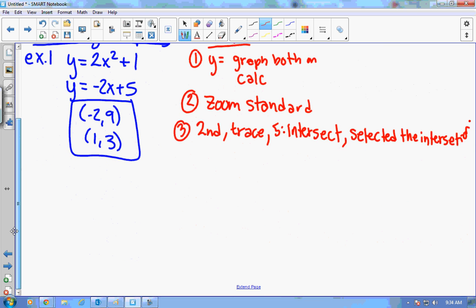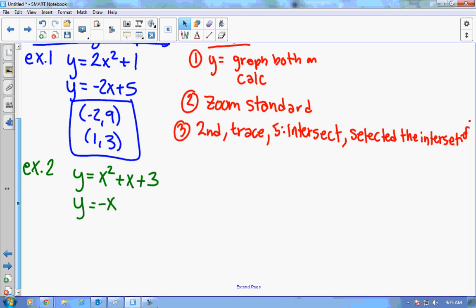Some of the ones on your assignment aren't just going to be quadratics. Some of them are also linear. So in example 2, we have y equals x squared plus x plus 3. Is that quadratic or linear? That's quadratic because of the x squared. What about this one, y equals -x? That one's linear because it's x to the first power. You can do it the same way, though. So go ahead and graph them. Practice yourself using those steps. If you need help, please raise your hand.